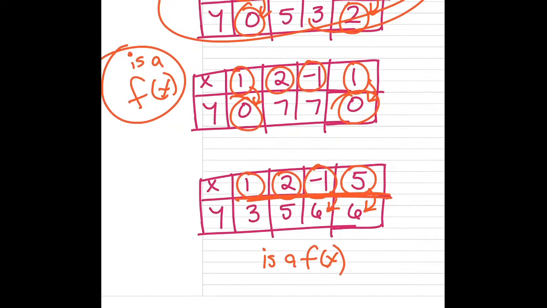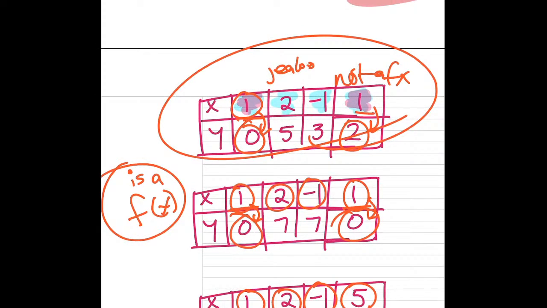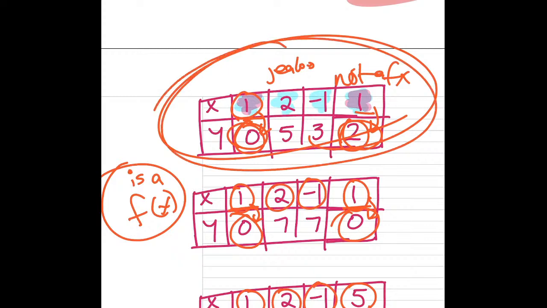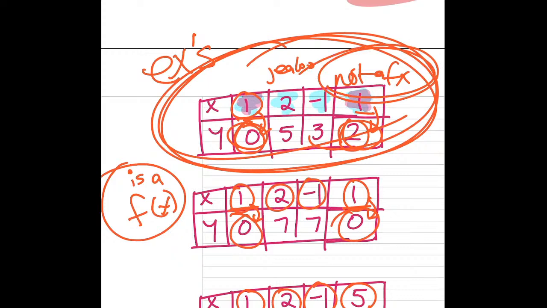I see a problem when I see the same x give 2 different answers. That is a problem. That is jealous x's. And it is not a function.